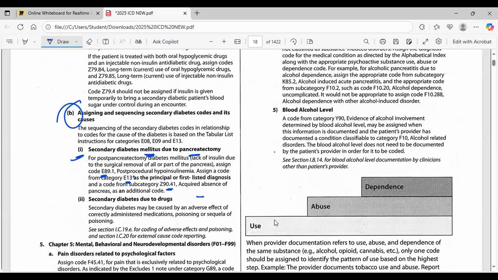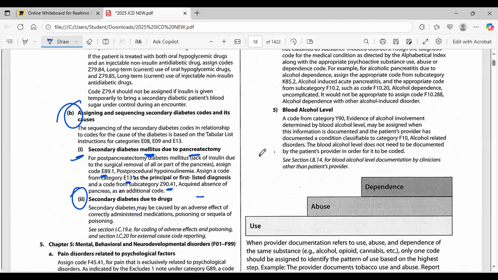Next, we have secondary diabetes due to drugs. If the patient has diabetes due to a drug, and it is due to poisoning, you have to keep poisoning at the primary position. If it is due to the adverse effect, you have to keep the adverse effect at the secondary position and diabetes at the primary position.